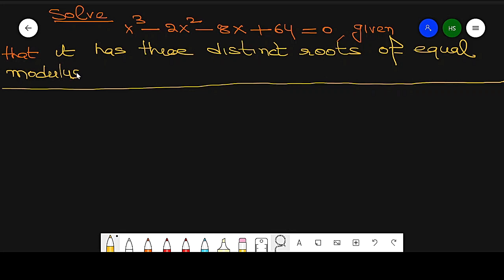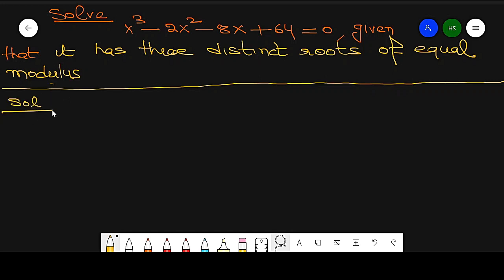Now it means it has three distinct roots of equal modulus. So it means equation number 1 has one real root because it has three roots. And if the roots are in complex form, they are in conjugate pair. So it means one root is real and the other two are imaginary because they are in conjugate pair.